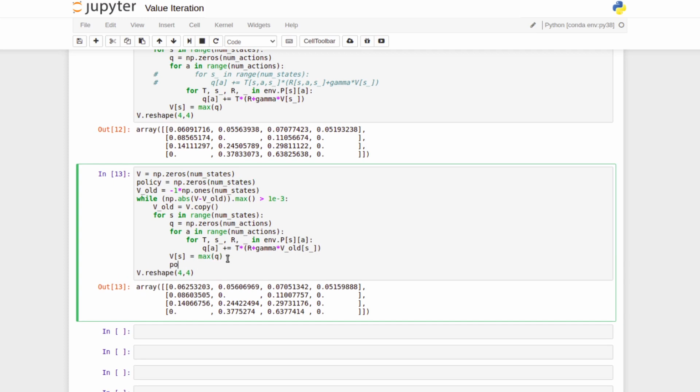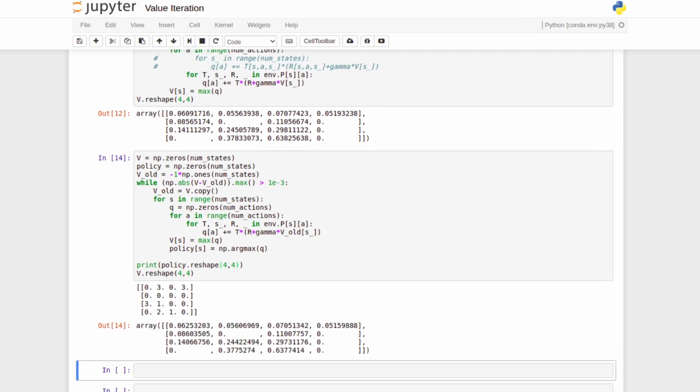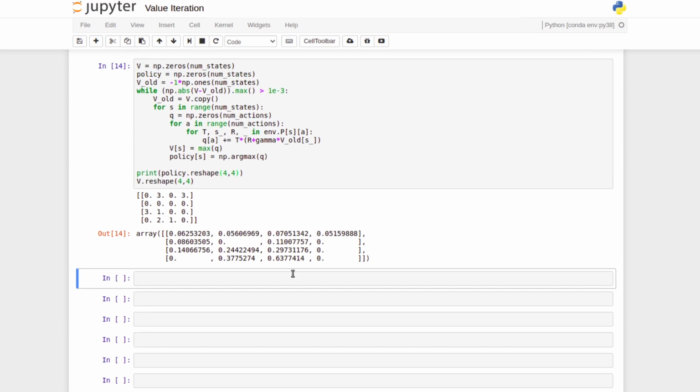And then we're going to say that policy S is np.argmax of Q, where the argmax gives us, instead of the actual value of the max, the position of the max. So it's going to tell us which action was the best action. And while we're here, let's put up a print statement so we can actually see what this policy looks like. Again, we're doing a reshape to 4x4 just to help match how it looks in the original map. All right. And now what we have is our policy laid out in which action 0, 1, 2, or 3 is the best, and the values.